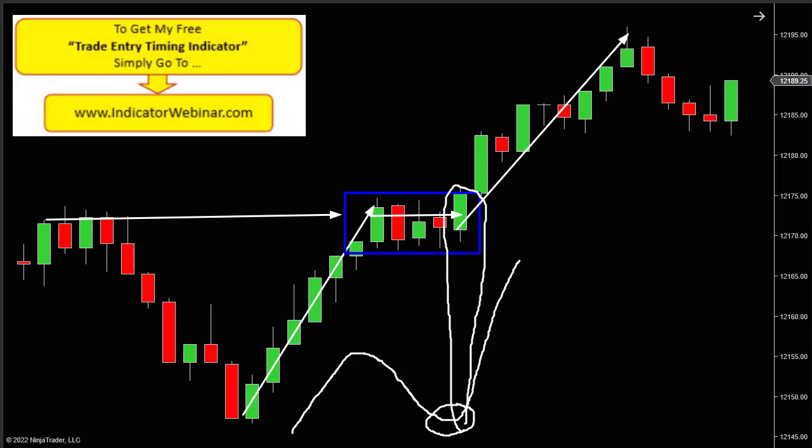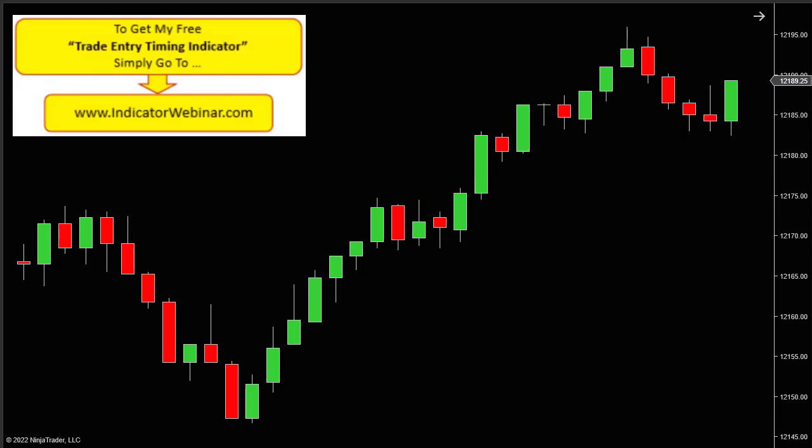So anyway, that's it. Hope you found that helpful. Very simple pattern, but a very important distinction that, again, can improve the odds of the market continuing in your direction after you get into a trade.